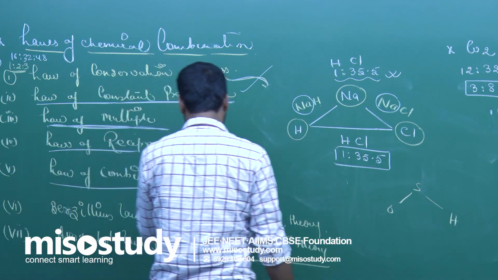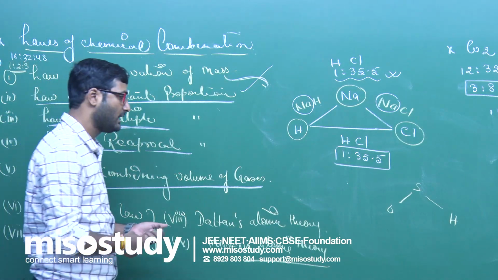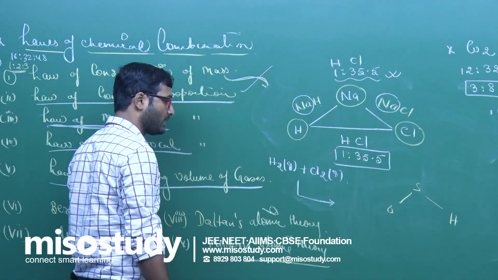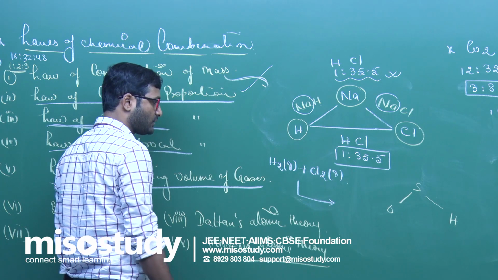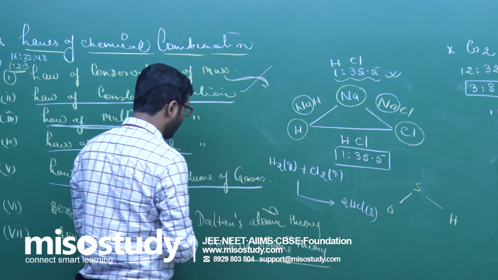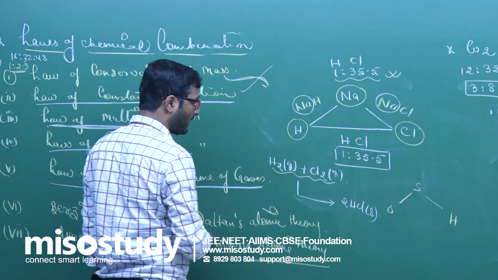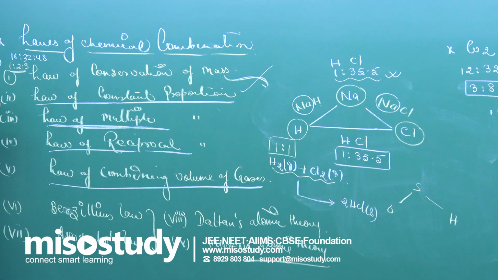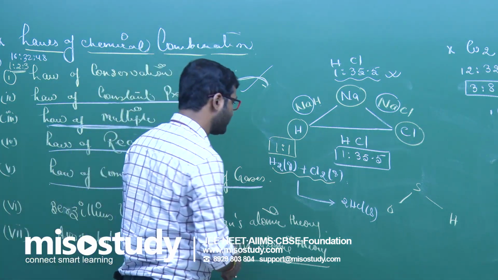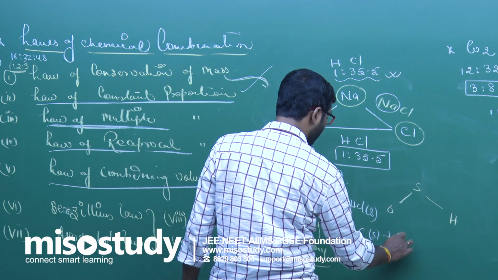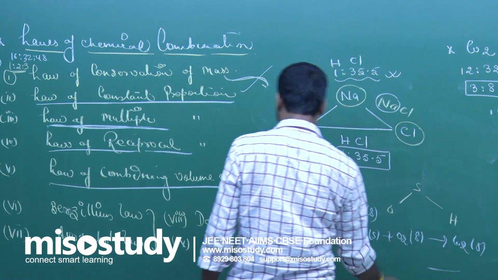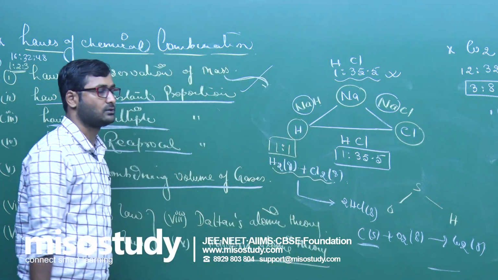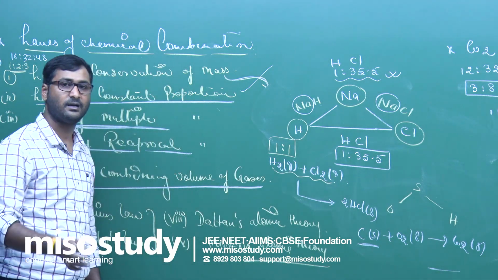Now, the law of combining volumes of gases. This law was given by Gay-Lussac. According to this law, when two gases combine, by volume they will bear a simple ratio at the same temperature and pressure. They bear a simple ratio when they combine with each other, here the ratio is 1:1. Clear? This is the law of Gay-Lussac, called the law of combining volumes of gases. Suppose I write C plus O2 gives CO2. Here the law is not valid because one reactant is in the solid state. But in the other case it is valid because both are in the gaseous state and the temperature and pressure conditions are the same.